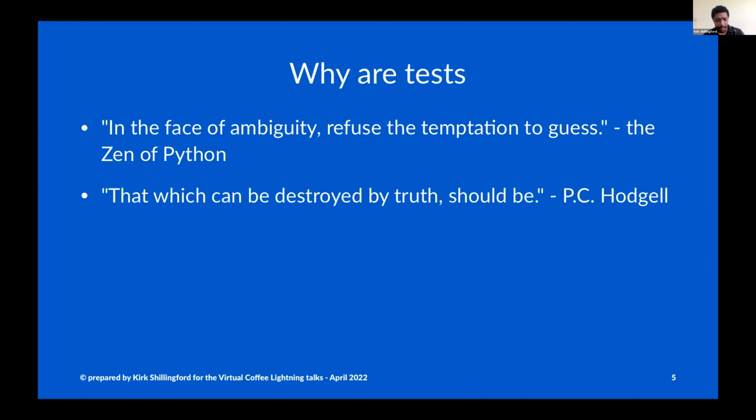And there's this other quote that I really like: that which can be destroyed by truth should be. If you have an assumption, a test will tell you whether you're right or wrong. But after that point, that's where knowledge starts, right? Now that I know that I am right, I can move on with confidence. Or now that I know that I am wrong, I can become right. But you don't get to either of those things until you are sure. And tests make us sure.